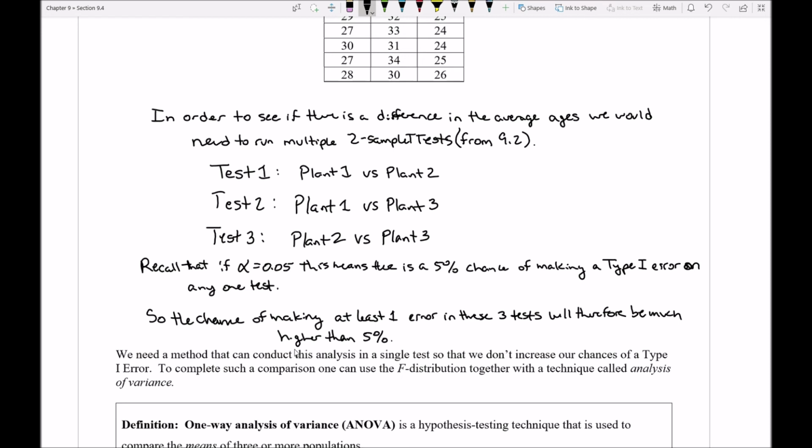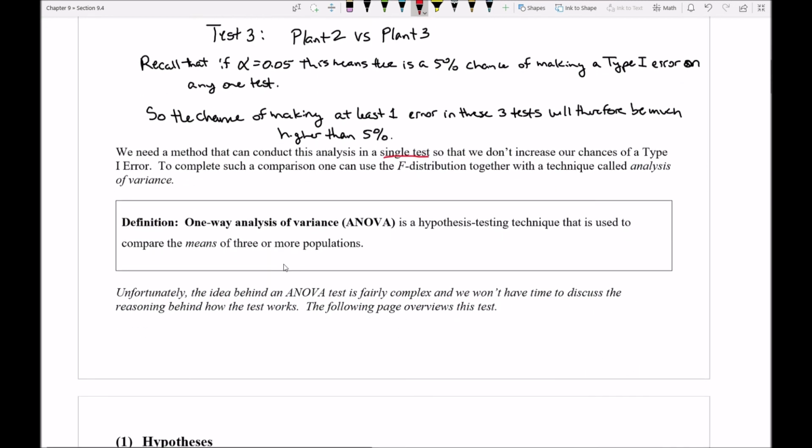So what we want is a method where we can conduct this analysis in a single test so that we don't increase our chances of making a type 1 error somewhere. If we can just do the test one time and answer the whole question in one go, it's a lot better. So to complete this, we'll use what we call an F distribution together with a technique called an analysis of variance. And this is where the idea of our ANOVA test comes in.